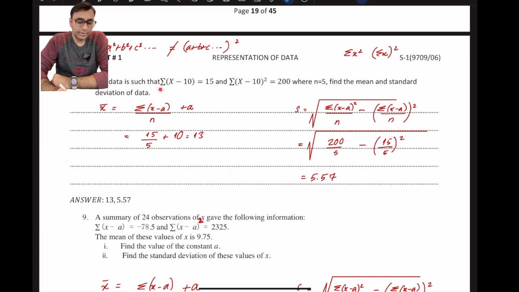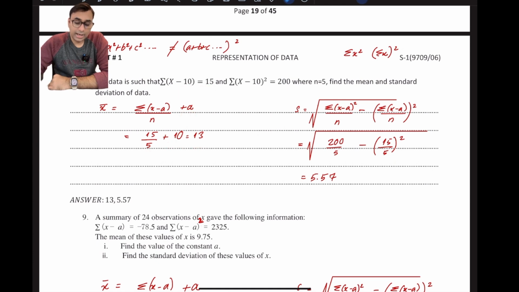I have a set of data where sigma x minus 10 equals 15 and sigma x minus 10 whole square equals 200, for a set of data which is 5 in number. I have to calculate the mean and standard deviation of the original data. So I will write down the formula. Sigma x minus a over n plus a would be the mean, which is going to be 15 upon 5, and then I will just add the constant which is subtracted from every data, that is 10, and I will get myself the mean value. That's coming out to be 13 in this case.